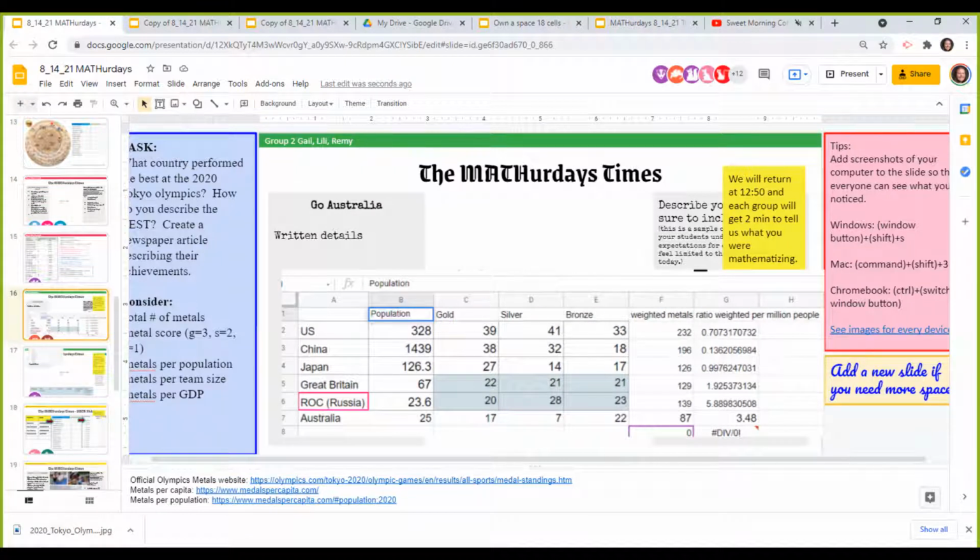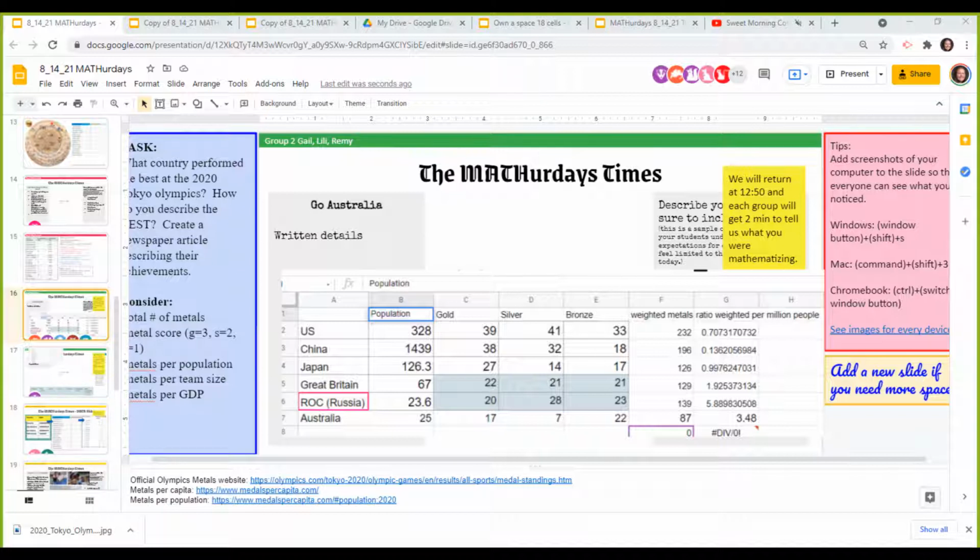Tell us, what were you thinking about? What were some of the big questions you had? So we've decided we wanted to look at a ratio of a weighted medal count where gold counted 3 points and silver 2 and bronze 1. Compare that to the million people, to the population. And so we ended up using a spreadsheet so that we could get some of those calculations done better. And then we're just starting to look at some of those numbers, and said Australia did probably the best on the ones we got done. We have to figure out what we do about Russia.